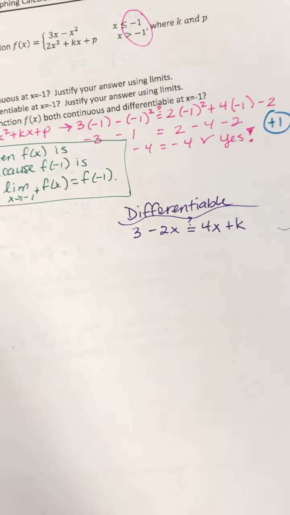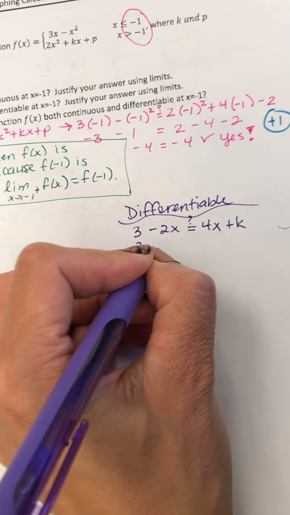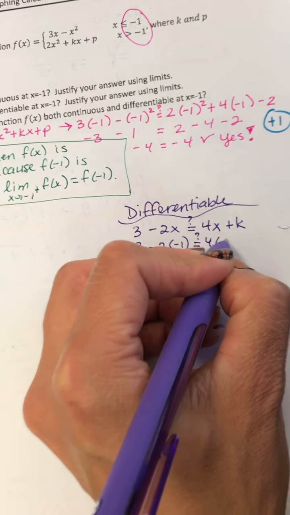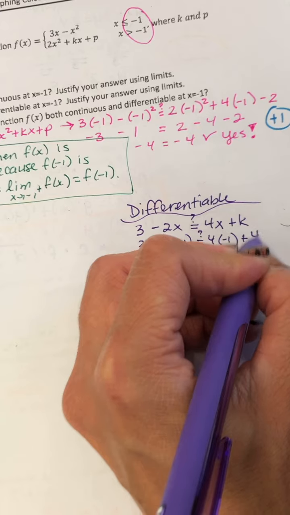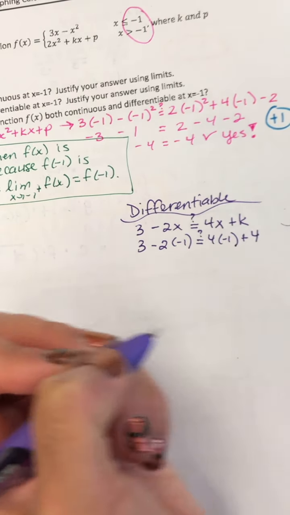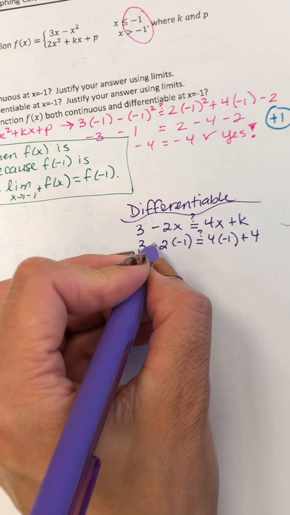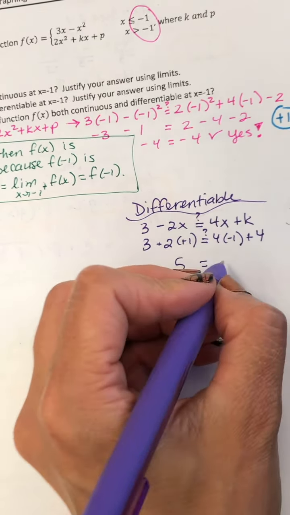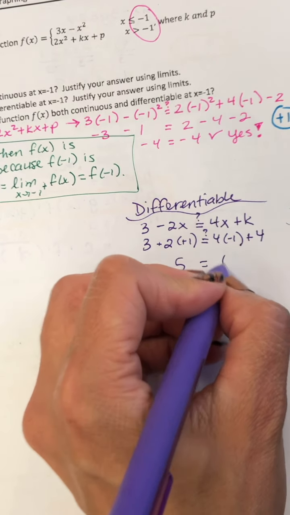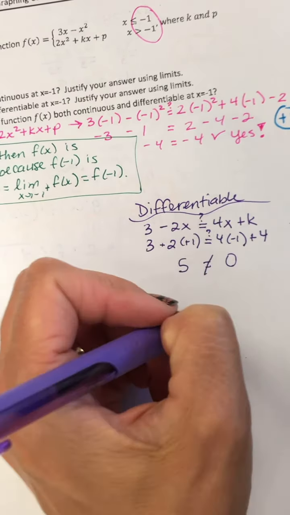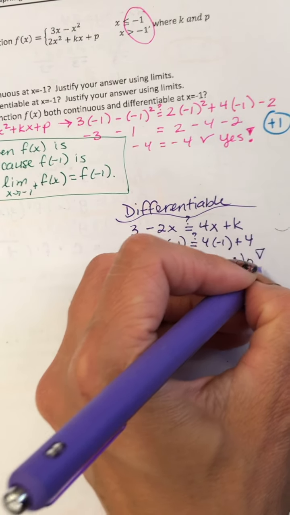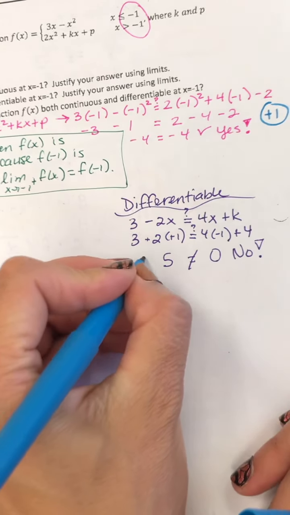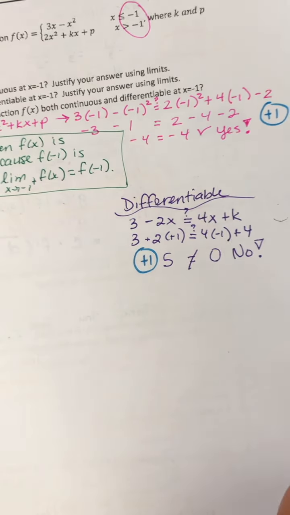Okay, so let's plug in all the things. We'll have 3 minus 2 times negative 1. So 4 times negative 1, and k is a value of 4. Okay, so let's see, negative 2 times negative 1 is positive 2, so 3 plus 2 is 5. 4 times negative 1 is negative 4. Negative 4 plus 4 is 0. Oh, these are not equal, so it is not differentiable. Okay, so you're going to get a point for showing that it's not differentiable, so that work is very important.